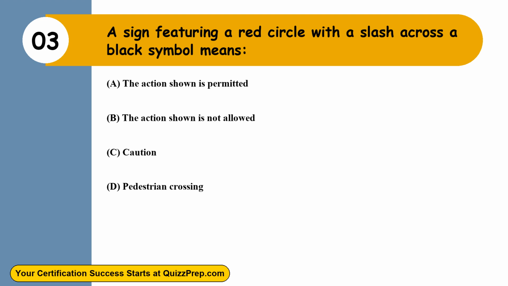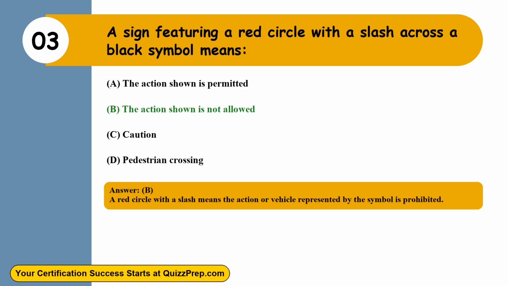Option C. Caution. Option D. Pedestrian crossing. The correct answer is option B. The action shown is not allowed. A red circle with a slash means the action or vehicle represented by the symbol is prohibited.